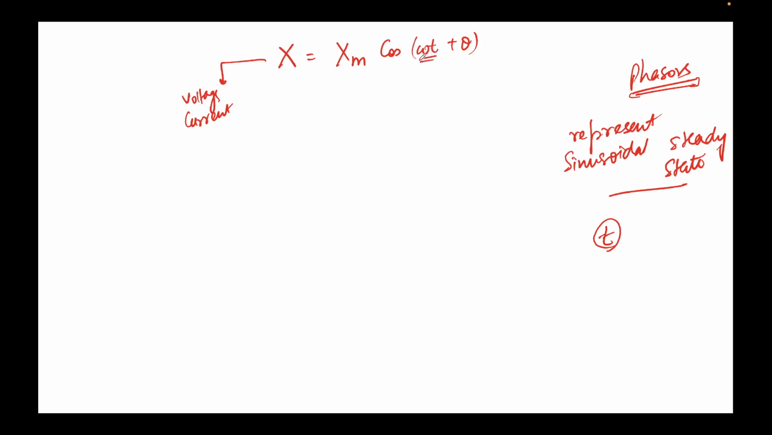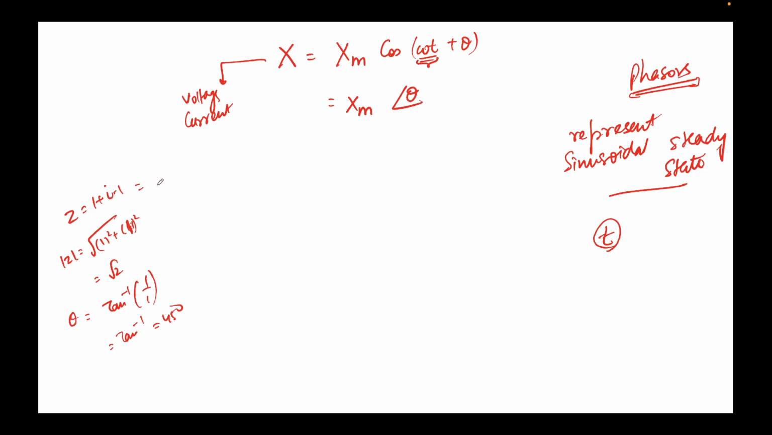Now what we do is try to omit this term, because we assume that it's always there, right? So we write it in this way. This is how complex numbers are usually represented: there's a magnitude at the front and a phase associated with it. For instance, to represent z equal to 1 plus iota, first I calculate mod z. That is root of 1 squared plus 1 squared, so root 2, and theta would be tan inverse of y by x. Here y is 1 and x is 1, so tan inverse 1 is 45 degrees. So I can represent this z, 1 plus iota, as root 2 angle 45.